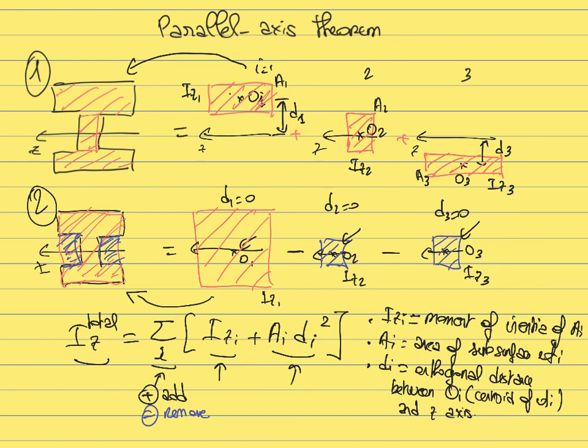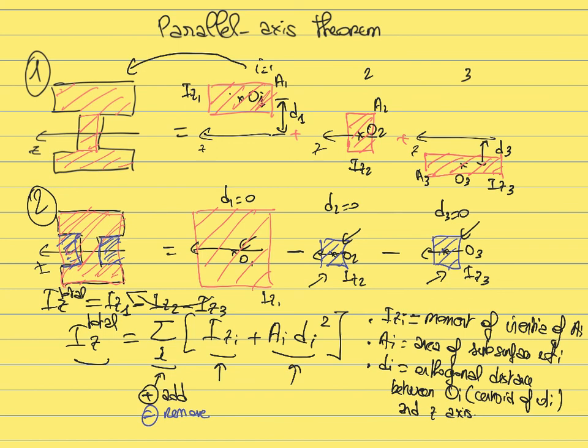So for example, in the case of the second method, the way you would calculate the moment of inertia of the total cross section is that it is equal to the moment of inertia of surface number 1, because you add this surface, minus the moment of inertia of surface number 2, because you are removing this surface here, minus the moment of inertia of surface number 3, because you are removing this surface. So you should have in this formula a plus sign if you add a surface, or a minus sign if you remove a surface.